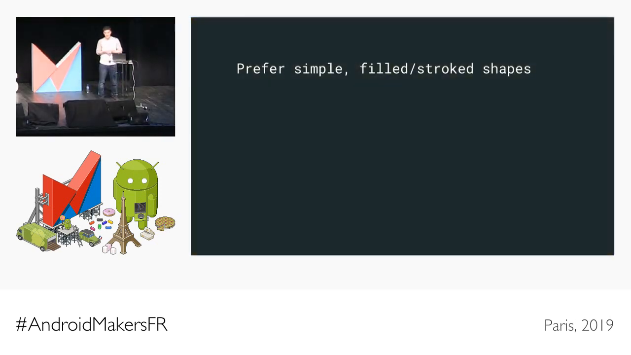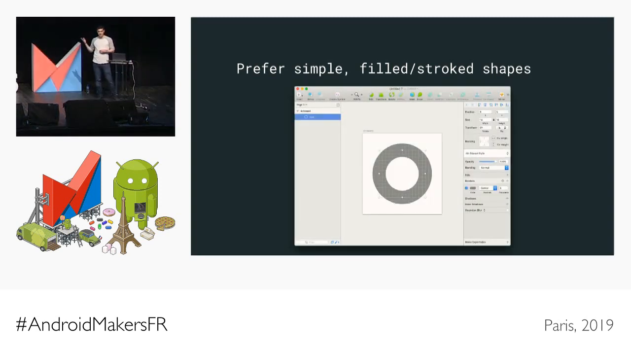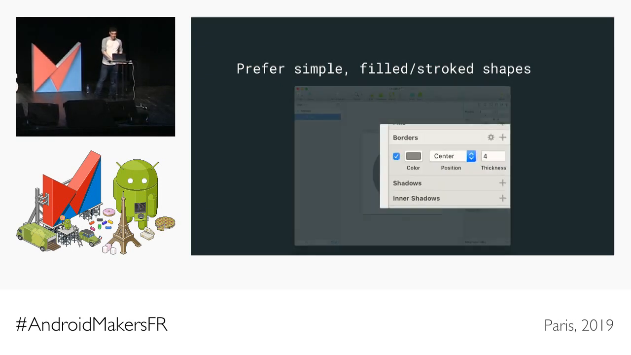So the first one is, intuitively, prefer simple filled or stroked shapes. So for example, if you're drawing something like this, don't draw a circle and then layer another white circle on top of it. Just use a circle with a border. And aside from making this more efficient, it just makes sense that the simpler your shape, the less likely it will be that your SVG converts properly.